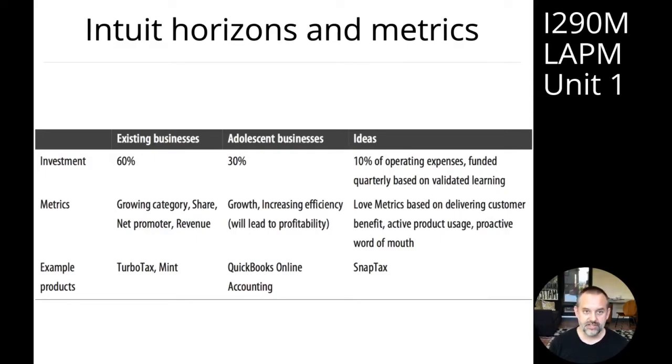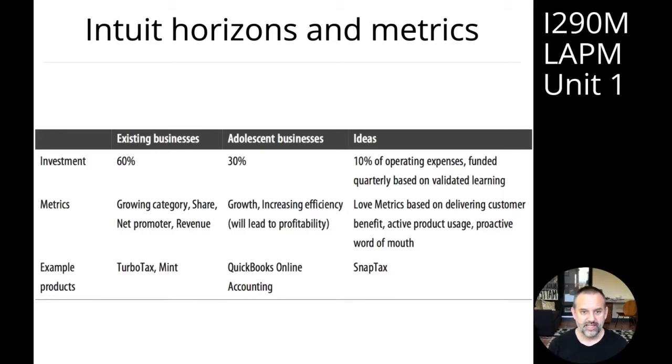Then in Horizon 2, they have a whole bunch of adolescent businesses where they're focusing on growth and increasing efficiency. They might not be profitable yet, but they're continuing to grow very rapidly. Things like QuickBooks Online Accounting. And they'll typically invest 30% of their money in growing those businesses. And then they spend 10% of their operating expenses on a whole bunch of very speculative products that are new ideas, new innovations, that don't potentially have proven business models yet.